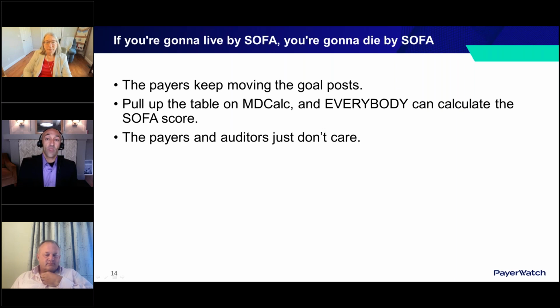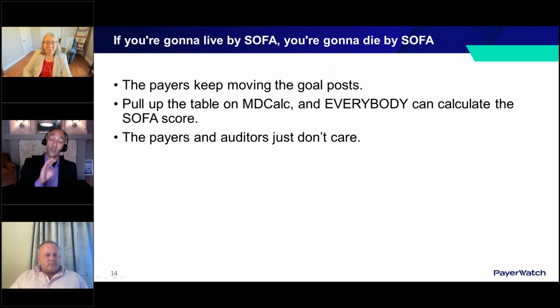It's very frustrating when you point out, look, here's the SOFA score, and they just don't care, even if they respond. So what I recommend: go on medcalc.com, get an account, plug it in, and then you can copy the results and paste it right into your denial, right into your H&P or your consult, and say, listen, if you live by SOFA, you die by SOFA.